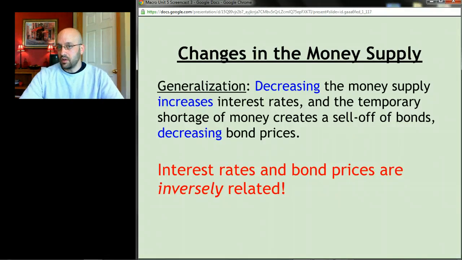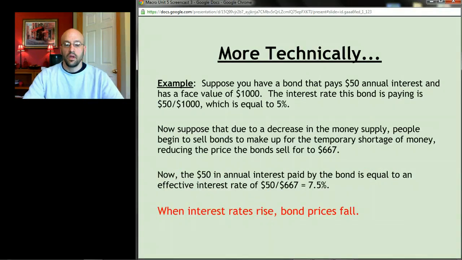And so here's the generalization that you need to memorize, and then if you can understand it a little bit more deeply, that's helpful, but this is what you need for the AP exam. Decreasing the money supply raises interest rates, and also has the secondary effect of decreasing bond prices. In other words, interest rates and bond prices are inversely related. As interest rates go up, bond prices go down. Now I'm going to throw a slide up here that I'm going to leave it to you to read through and see if you can work your way through to understand really why we get this inverse relationship. And if you don't understand it after having read through it, feel free to come in and I'll be happy to explain it.